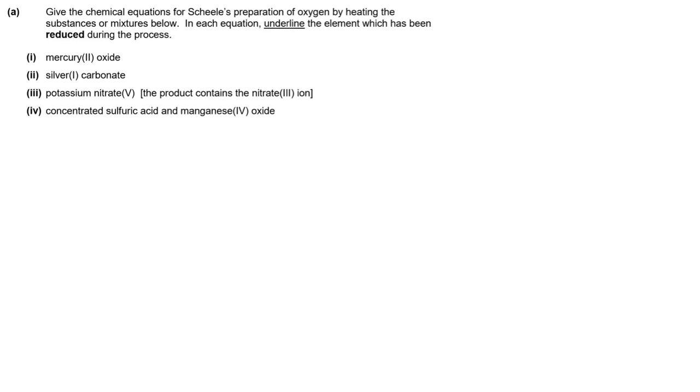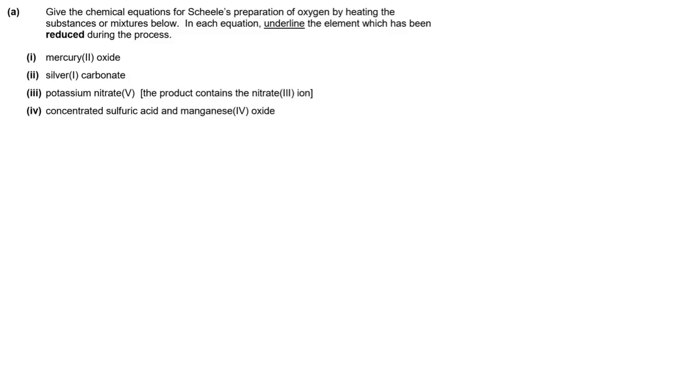Here we need to write down some chemical equations for thermal decomposition reactions. So we know that each of these processes is giving off oxygen. It's telling us that in the question. But we do need to work out what other products are formed. Sometimes actually it's giving us the answer. Here it says the product contains the nitrate 3 ion. So we need to work with what we're given and with what we know could possibly be formed.